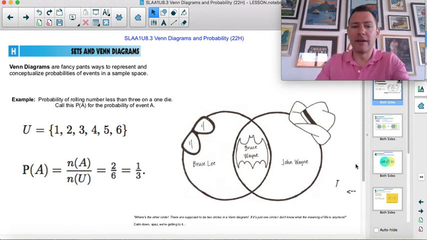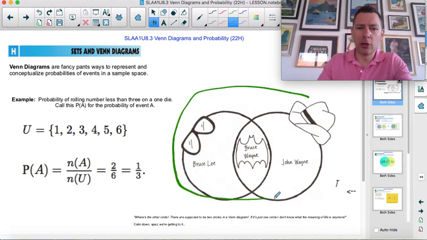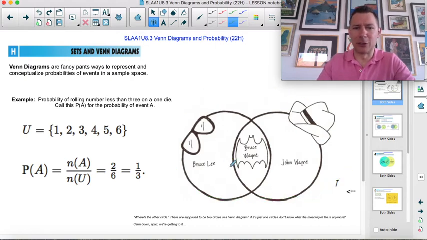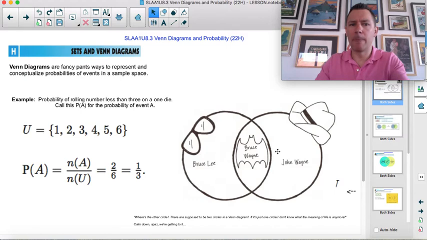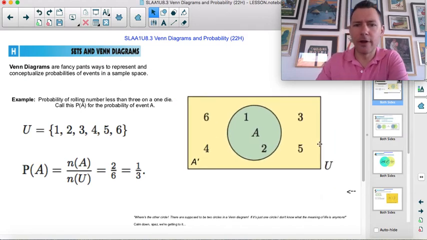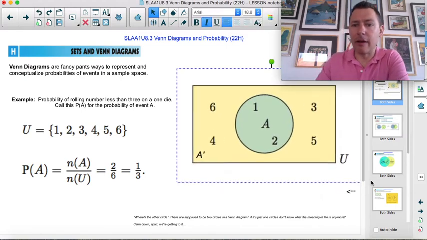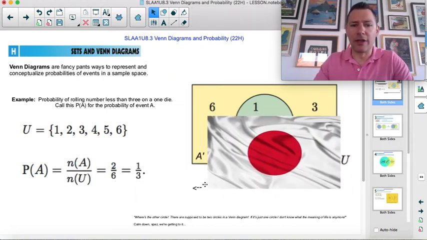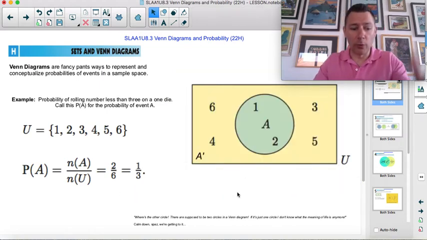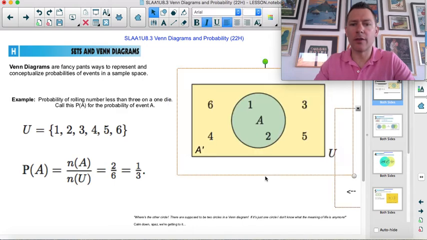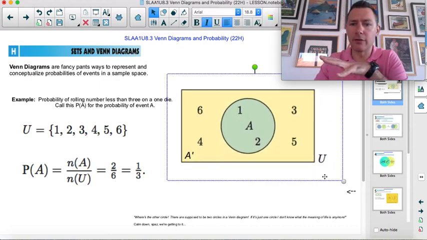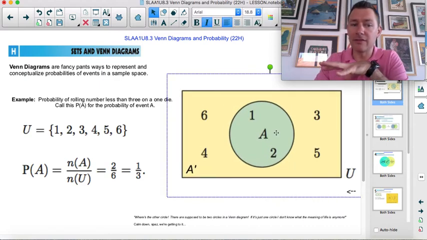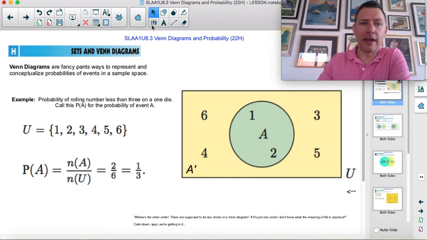And I know that Venn diagrams in your head look like this, right? With two circles that have something in common and intersect. So Bruce Lee and John Wayne, Bruce Wayne, I thought that was kind of cute. And I know that looks like that, and you're saying, where's the other circle? Well, what you just saw is a double Venn diagram. So first let's look at a regular Venn diagram with what's in the subset and what's not, and then we'll double Venn diagram it.